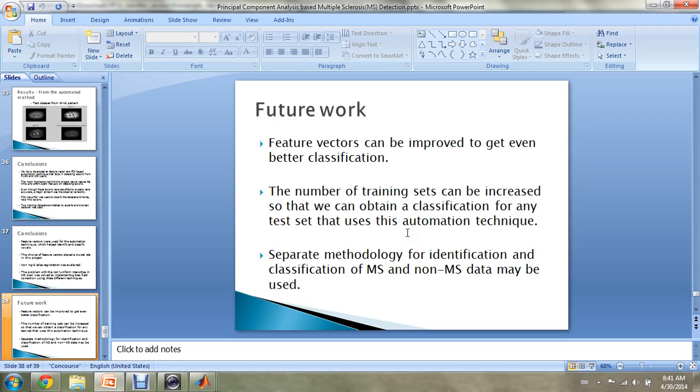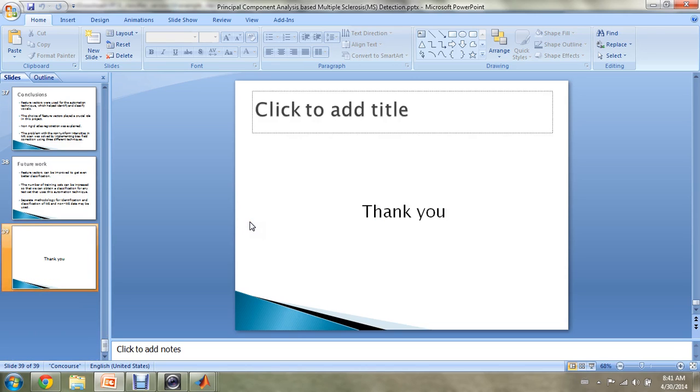The future work for this project might be to improve on the feature vectors to get a better classification. A lot of training data sets need to be introduced so that running any test data set would yield the result. And we might want to have a separate methodology for identification and classification of MS and non-MS data sets. Thank you for your time, and I hope you enjoy the project.